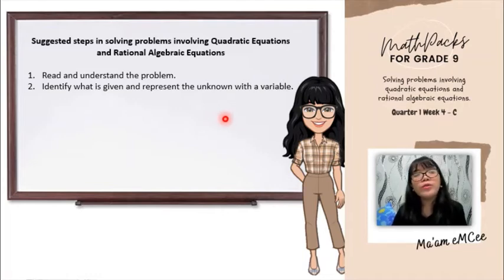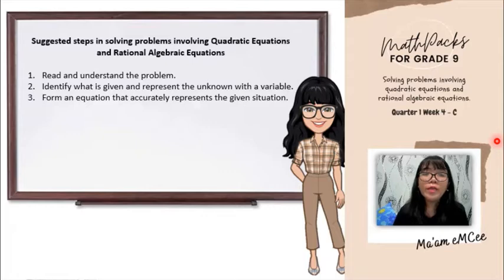Now, we are used to using x as our unknown variable, but there are still a lot of letters, a lot of symbols which can be used in representing our unknown variables, so you can use them. Third, form an equation that accurately represents the given situation. This equation will be called your working equation. And of course, you need to solve that equation.